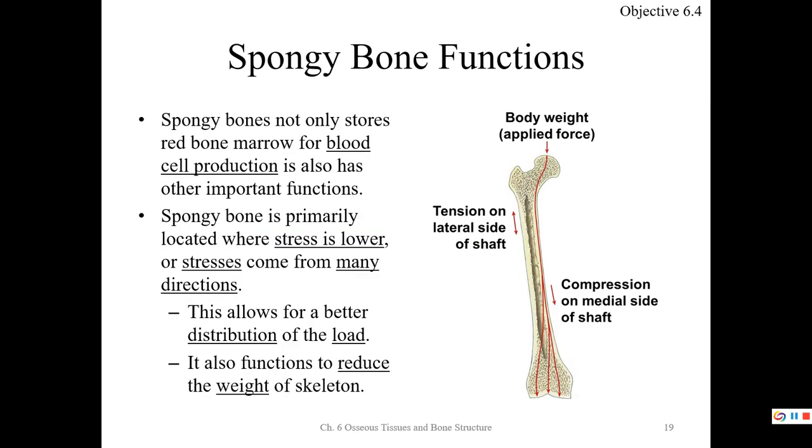Spongy bone is really good at storing red bone marrow for red blood cell production, but it also helps to reduce the weight of the bone and dissipate loads. It is primarily located where the stress is lower, and stresses come from many directions, to dissipate the load. Like right here where the body weight applies directly to the top of the femur, it dissipates that load across the shaft and then across the knee, so that there's tension on one side and a compression force on the other side, okay?